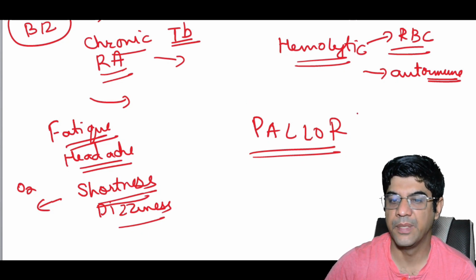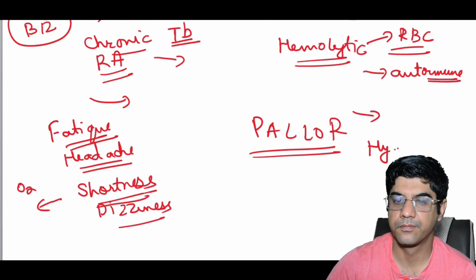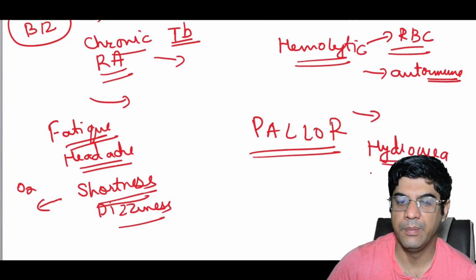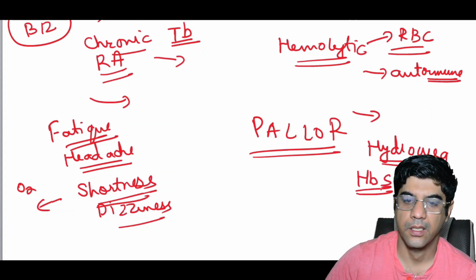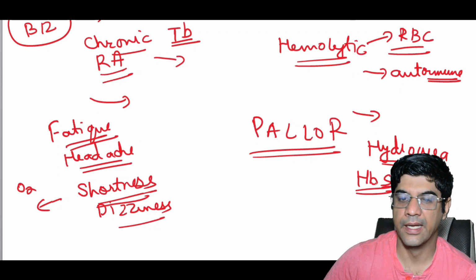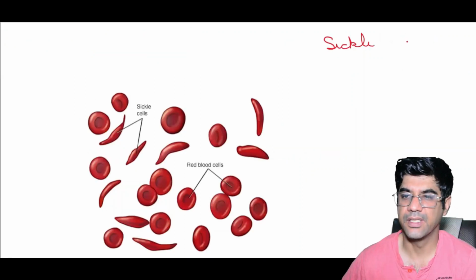Other disease modifying therapies include hydroxyurea. It stimulates the production of fetal hemoglobin that inhibits the polymerization of HbS and reduces the RBC adherence. Next we are going to discuss sickle cell anemia.